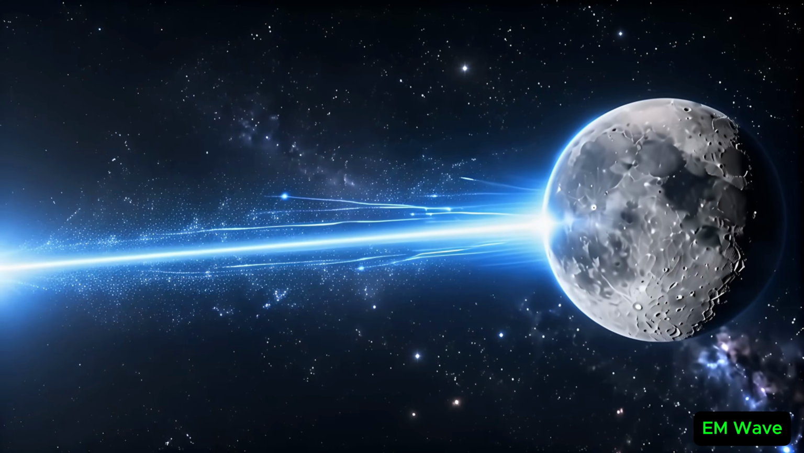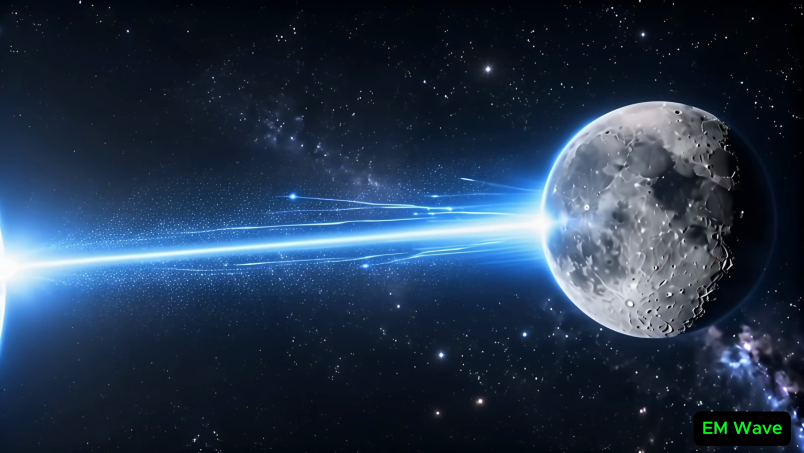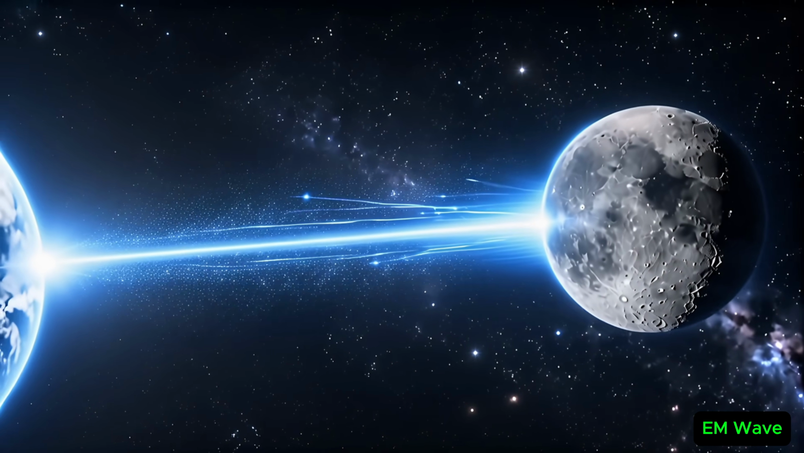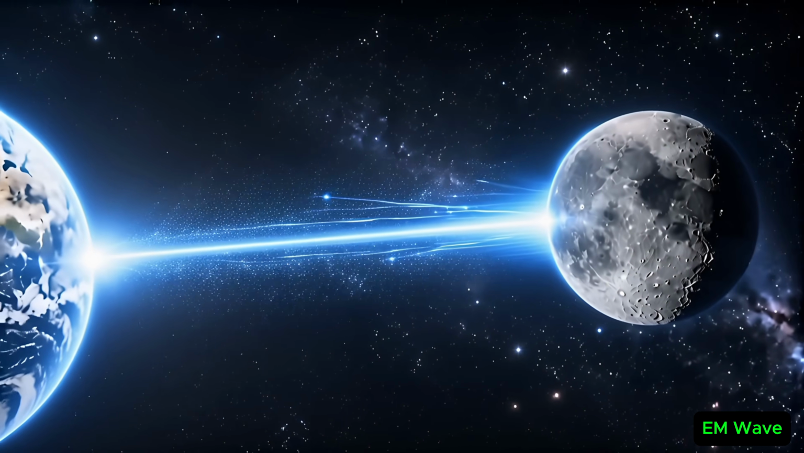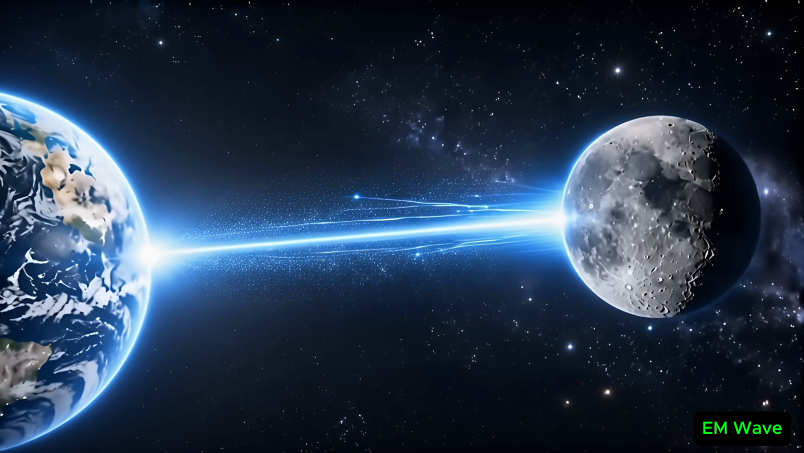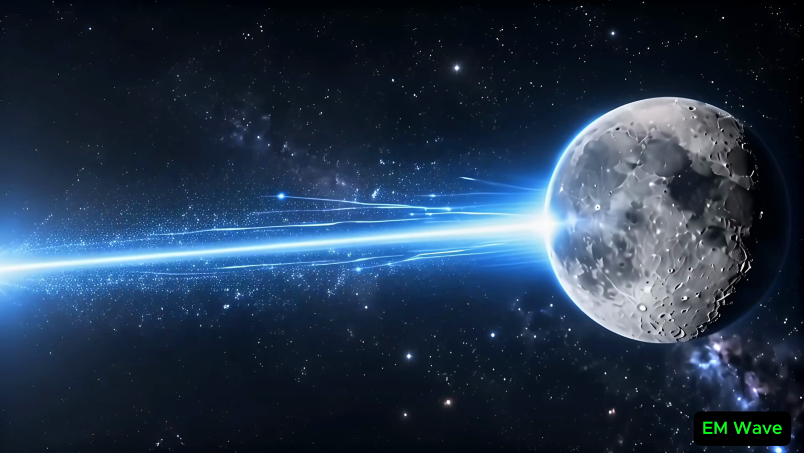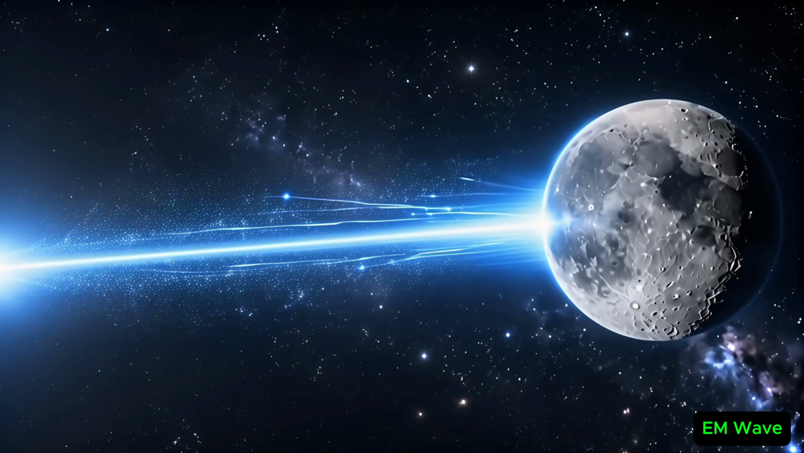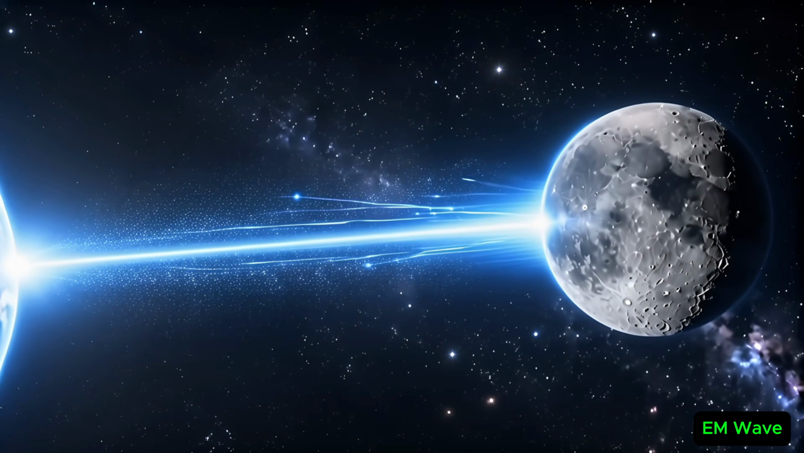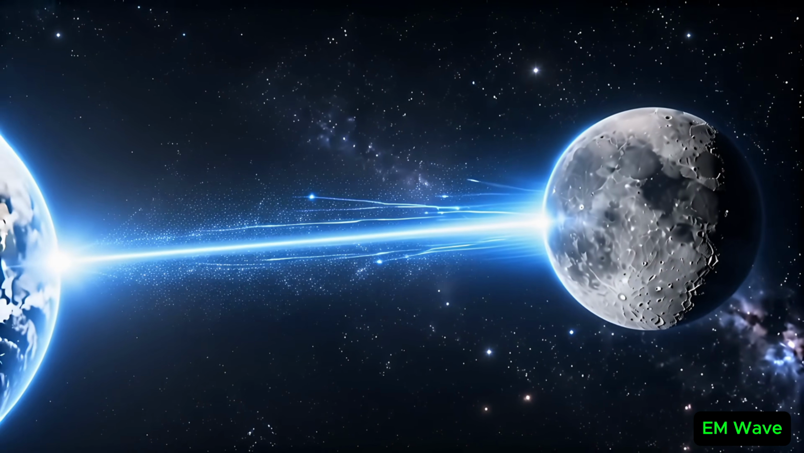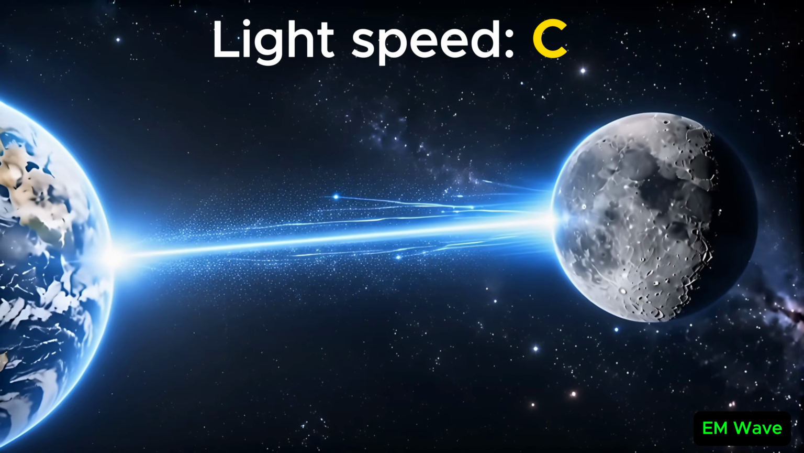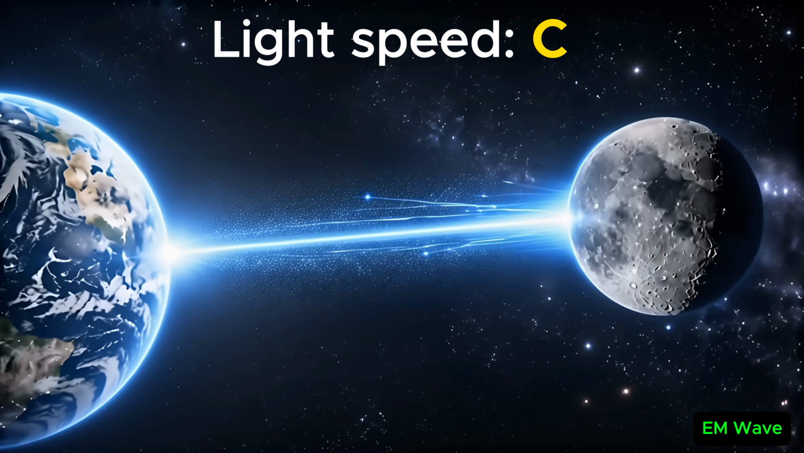In free space, electromagnetic waves travel at the speed of light. Approximately 300 million meters per second. This speed is represented by the symbol c.